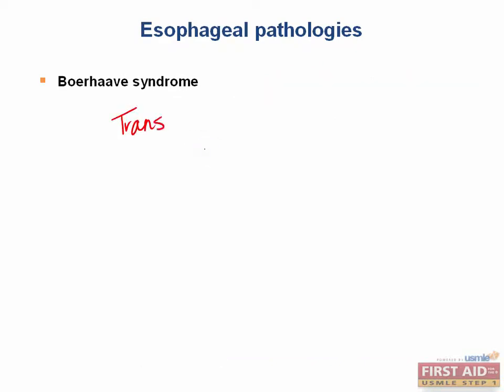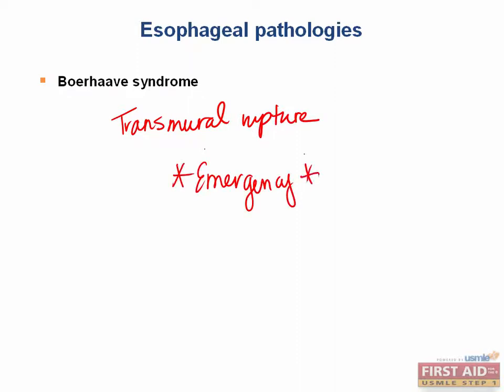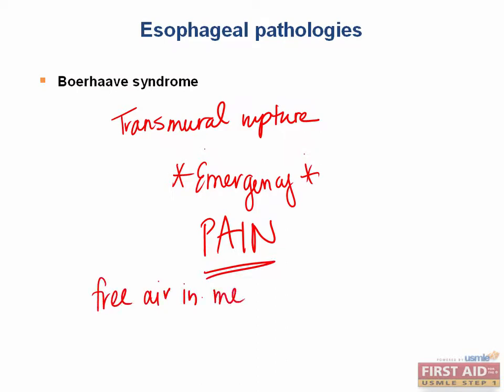Boerhaave syndrome is actually a transmural rupture of the esophagus from violent retching, and it is a surgical emergency because bacteria can invade the mediastinum and cause devastating infections. In Boerhaave's, the patient may have some element of hematemesis as well, but the main symptom here, as with any perforation of a hollow viscus, is pain, typically in the chest. A chest X-ray will show free air in the mediastinum, which is also called pneumomediastinum, and physical exam will reveal crepitus on the chest wall or subcutaneous emphysema.